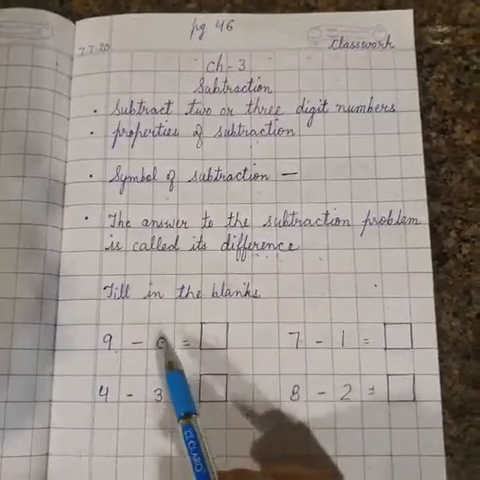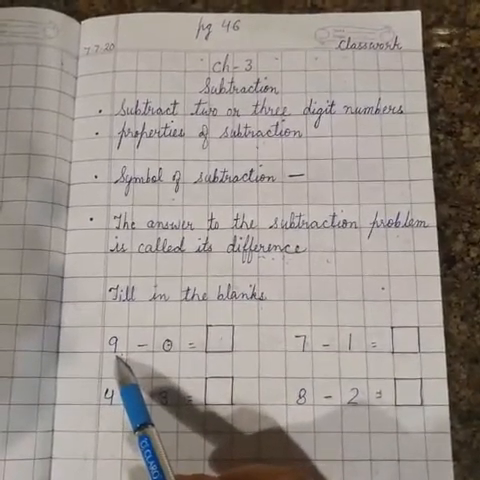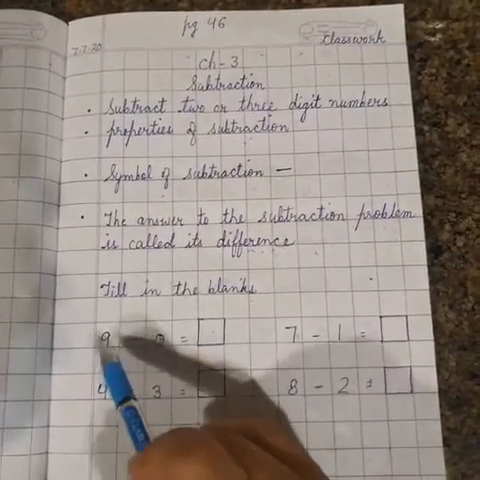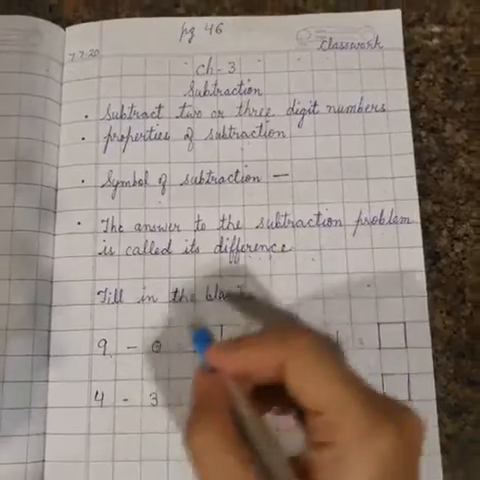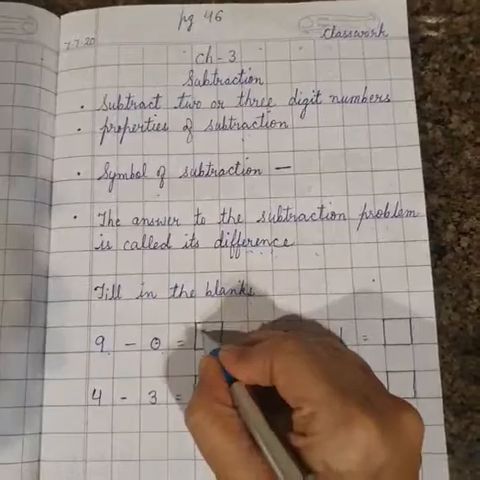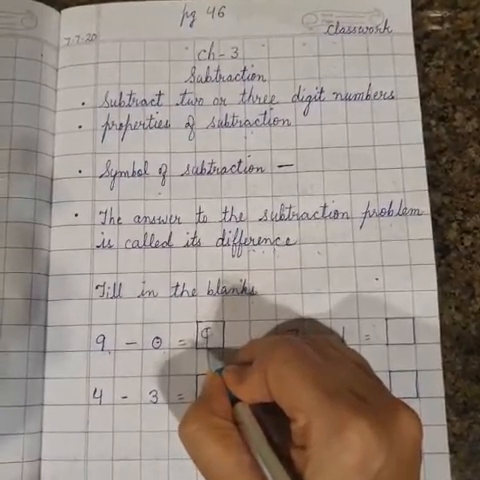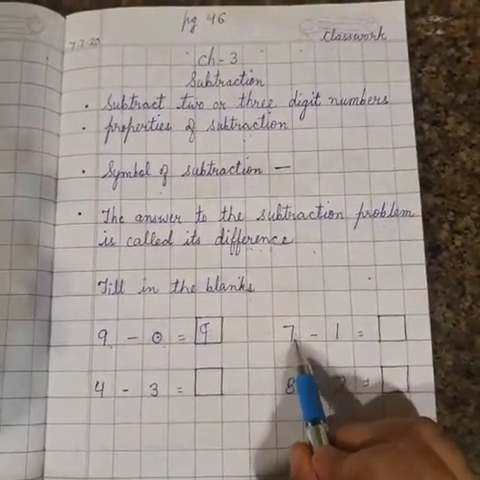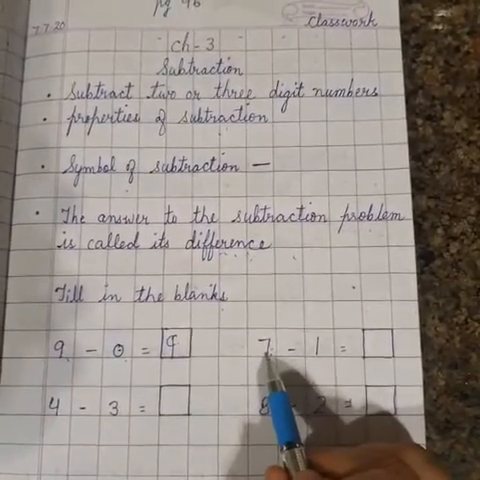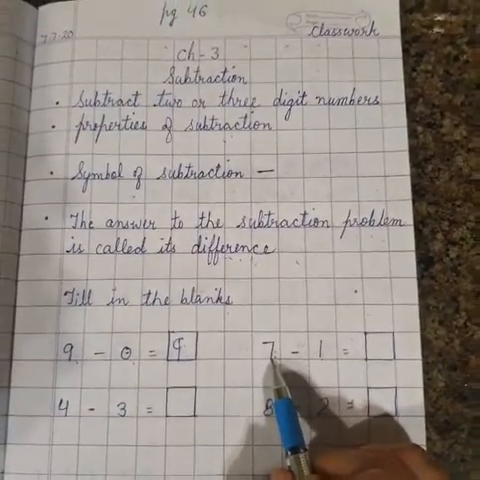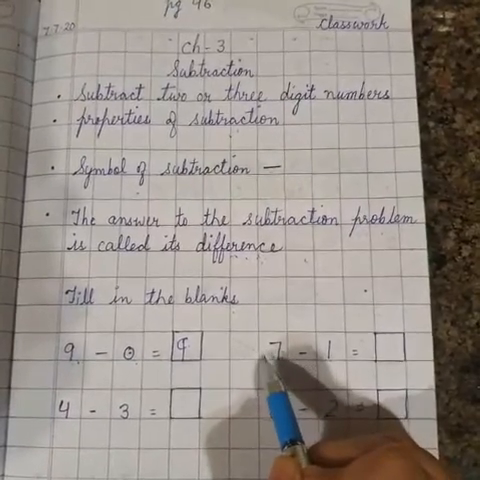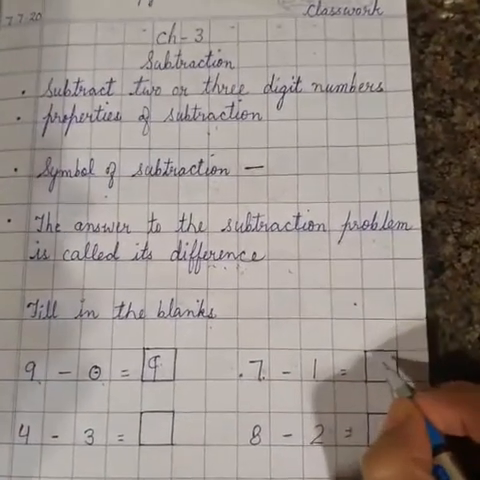Here we have to subtract 0 from 9. When we subtract 0 from any number, we get the same number. It means if we subtract 0 from 9, the answer will be 9. Now here 7 minus 1, it means we have to subtract 1 from 7, so we move one step backward. 7 is here, and one step backward is 6. So the answer will be 6.